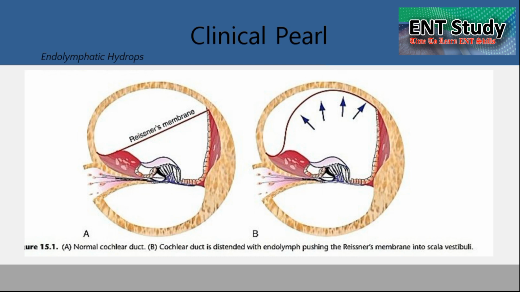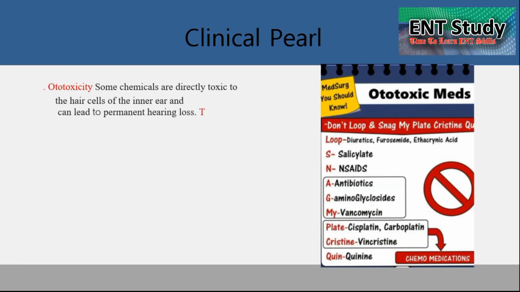You will see in this diagram that the cochlear duct is distended with endolymph, pushing Reissner's membrane into the scala vestibuli and impairing the mechanism of hearing. This condition is endolymphatic hydrops, which commonly occurs in Meniere's disease. Some chemicals are directly toxic to the hair cells of the inner ear and can lead to permanent hearing loss.